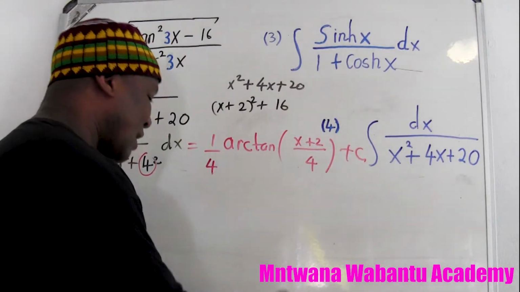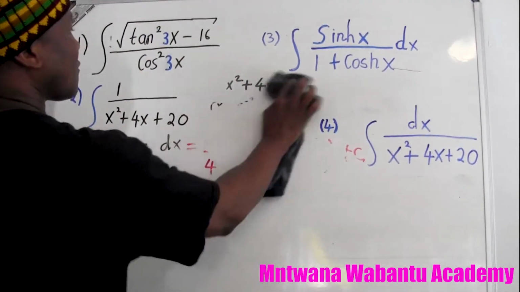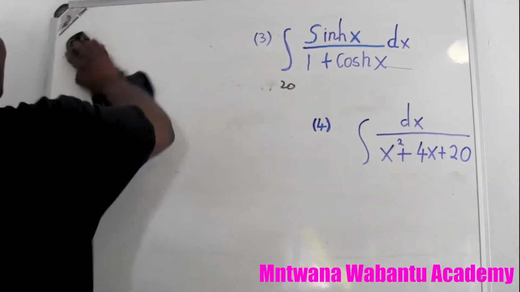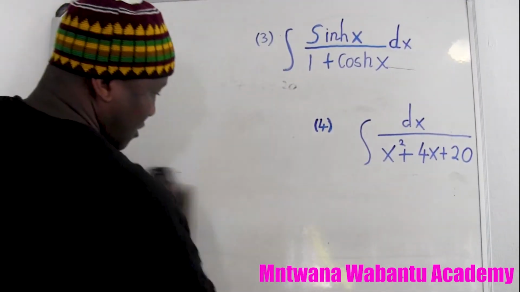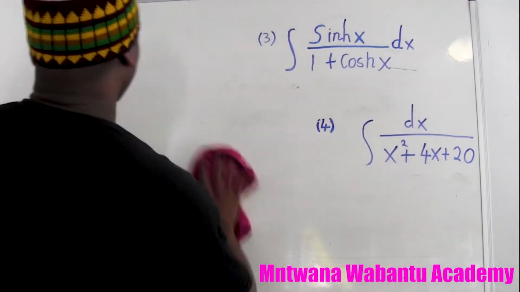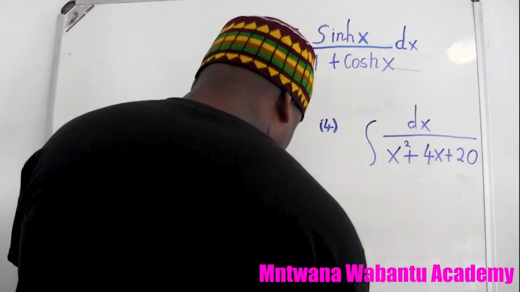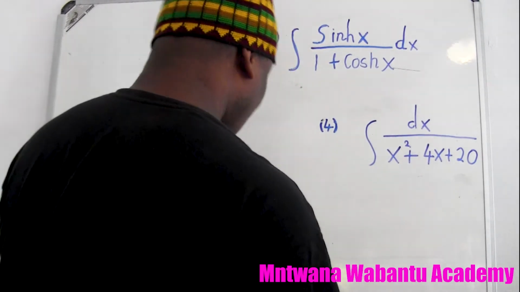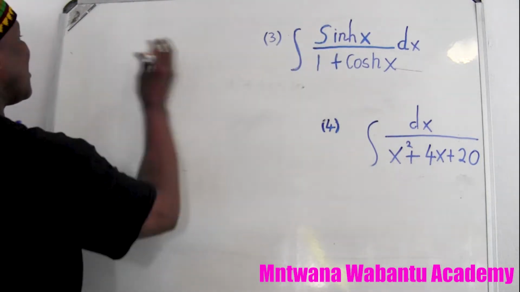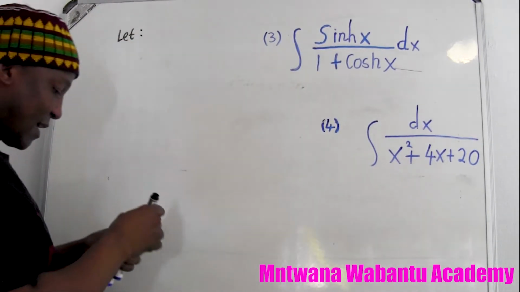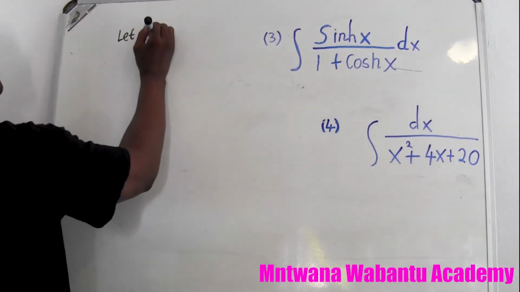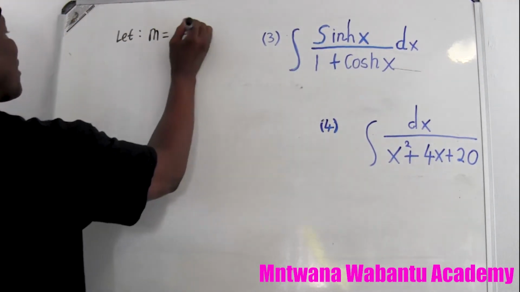We go to question number 3. Question number 3 is extremely easy. So I want to let the denominator be m. Let's say m equals 1 plus cosh x.